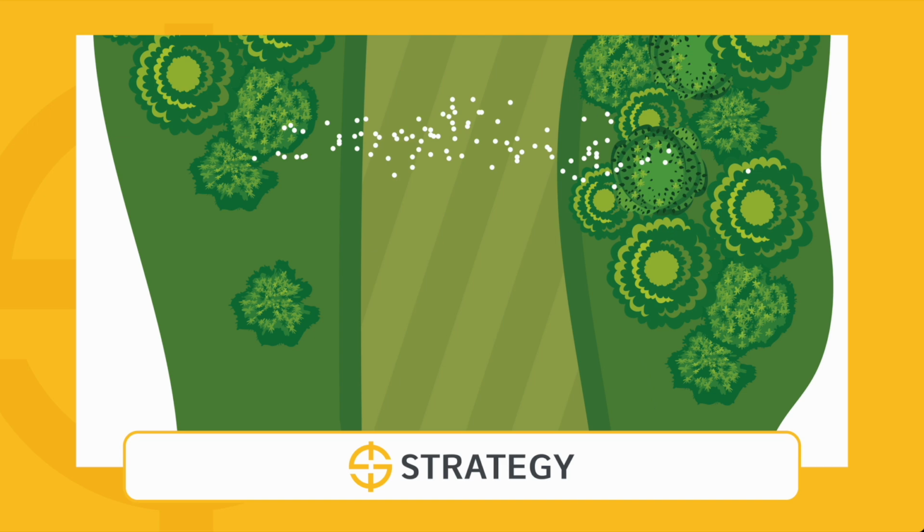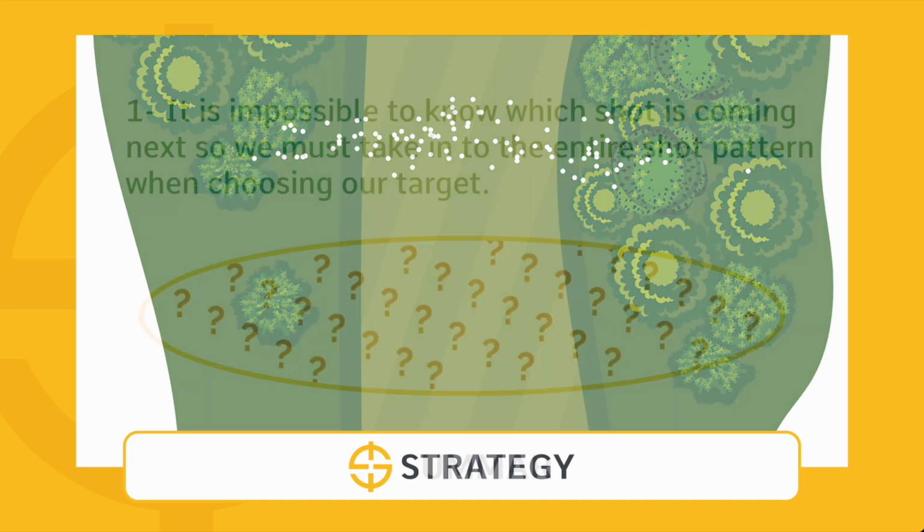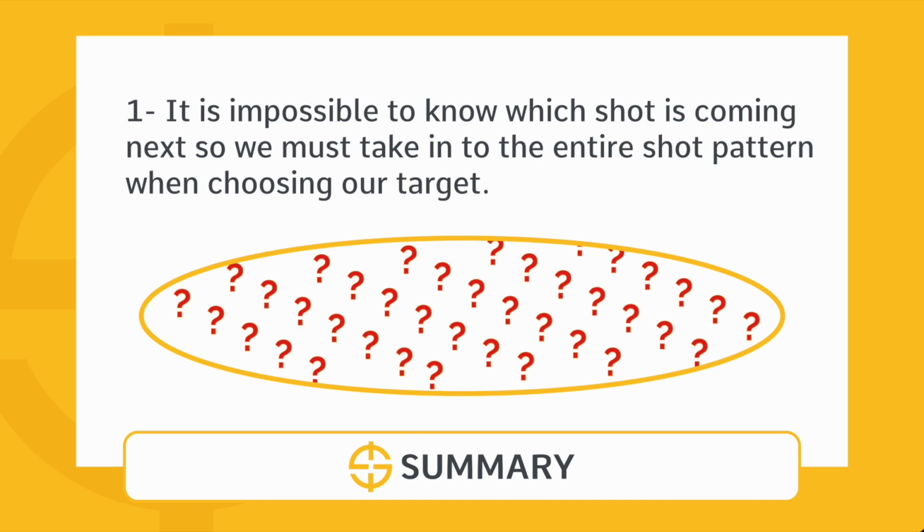Now, although this variability makes it seem impossible for us to select a perfect target, it is actually the unpredictability of the outcome that requires us to take it into account when picking our targets on the course. We're not planning for the best possible version of the shot on this occasion, because we can't do that, but we can use a strategy that will give us the best average over the next 10 or 20 or 100 rounds. So as it's impossible to know which shot is coming next, we must take into account the entire shot pattern when choosing our target.